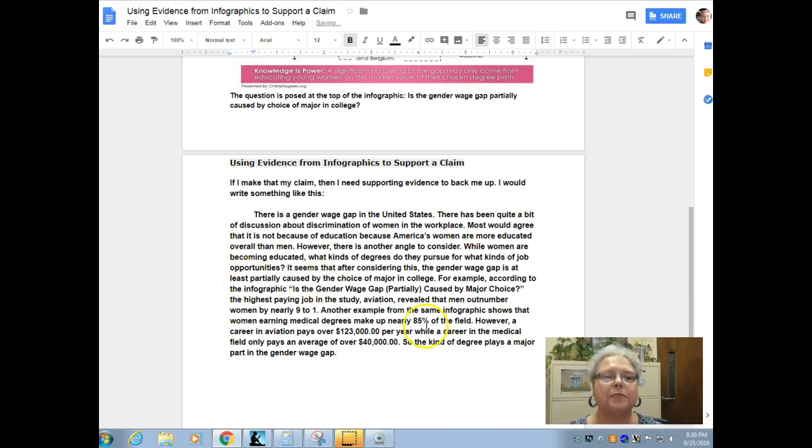It seems that after considering this, the gender wage gap is at least partially caused by the choice of major in college. For example, according to the infographic, is the gender wage gap partially caused by major choice? The highest paying job in the study, aviation, revealed that men outnumber women by nearly 9 to 1. Another example from the same infographic shows that women earning medical degrees make up nearly 85% of the field. However, a career in aviation pays over $123,000 per year, while a career in the medical field only pays an average of over $40,000. So the kind of degree plays a major part in the gender wage gap.